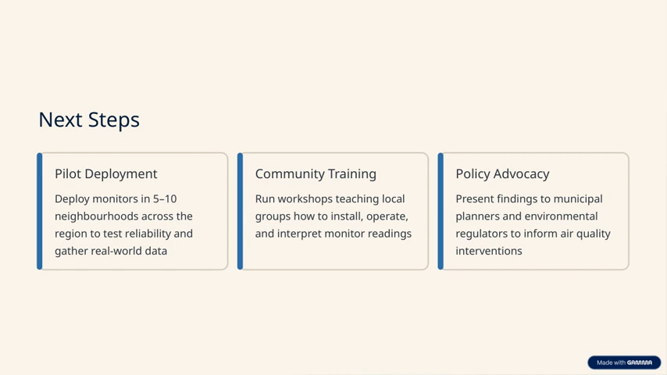Finally, there's policy advocacy. With the data and insights we gather, we'll present our findings to municipal planners and environmental regulators. The goal here is to influence and inform air quality interventions, ensuring that policies are based on solid, localized data. All these steps are interconnected and essential. They help us move from testing to community engagement and ultimately to informing policy, making our efforts more effective and impactful in improving air quality for everyone.